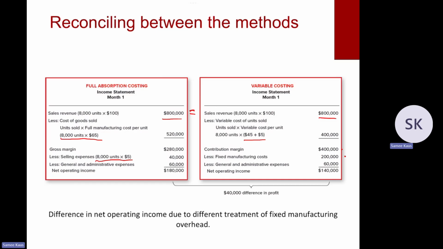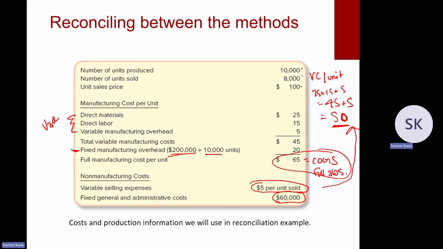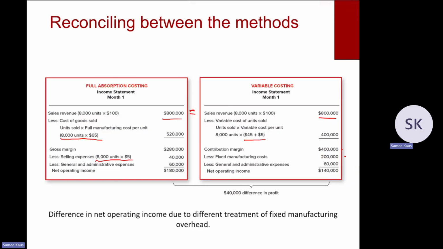That difference is what is causing the difference here. Why did I flow through the whole thing? Oopsie, sorry here. I pulled through the whole thing here. I didn't allocate it based on the number of units that I sold, okay? And that's because that's just how we treat this under variable costing. I don't allocate that out based on the units that I sold, like what I did over in here where I captured that in my manufacturing cost. I subtract out my fixed general and administrative, and I get my net operating income of $140,000.